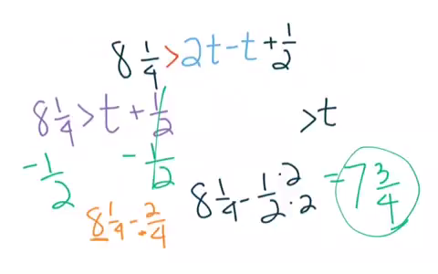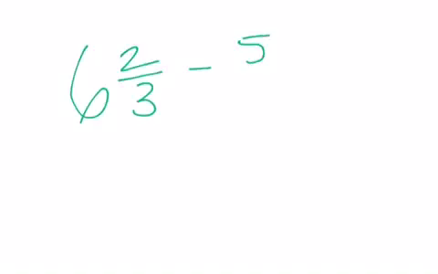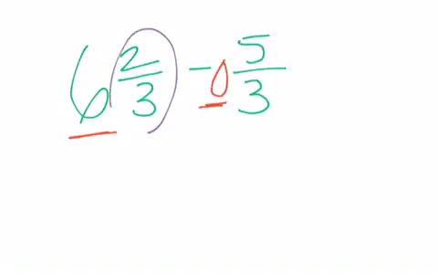Alrighty, let's do something like that again. Let's do this right here. So if we have 6 2/3 minus 5/3. Okay, so again, my whole number here is larger than the whole number here, which is 0. Okay, but my fraction part is smaller than this fraction part over here. So I'm going to subtract 1 away from 6.